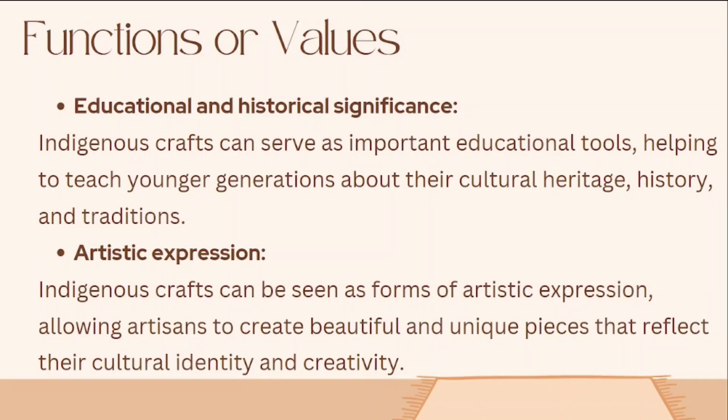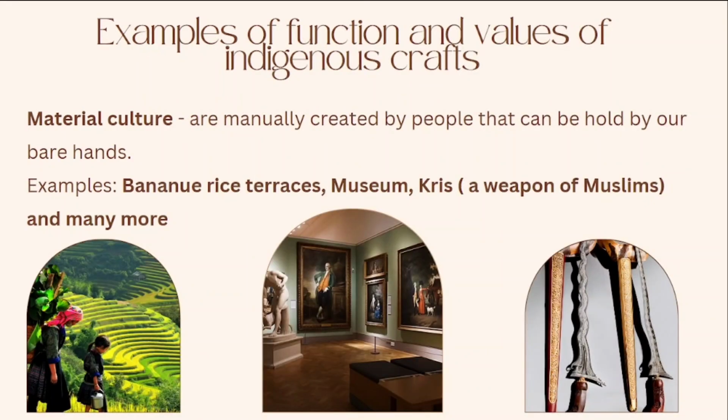Next, we will now proceed to examples of functions and values of indigenous crafts. We have two types of examples of functions and values of indigenous crafts. These are material culture and immaterial culture. Material culture is manually created by people and can be held by our bare hands. Examples: Banaue rice terraces, museums, kris, which is known as a weapon of Muslims, and many more.